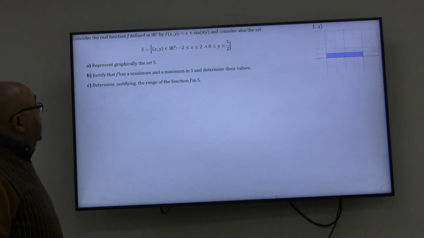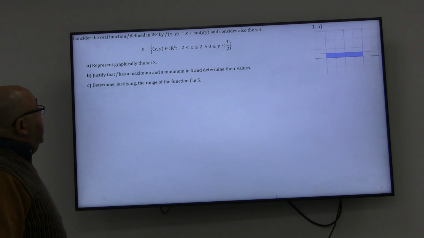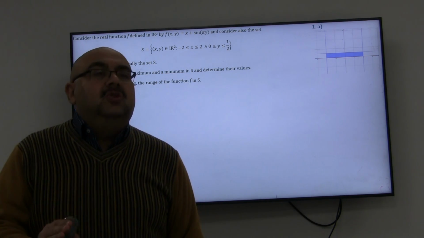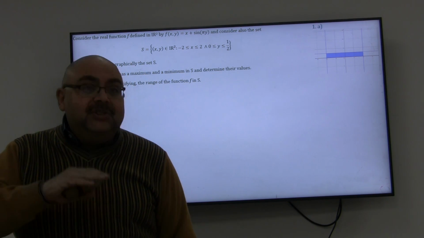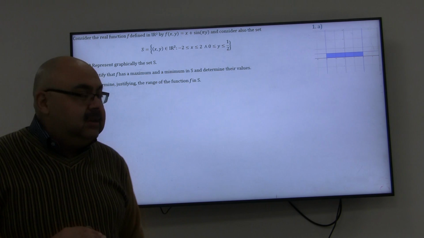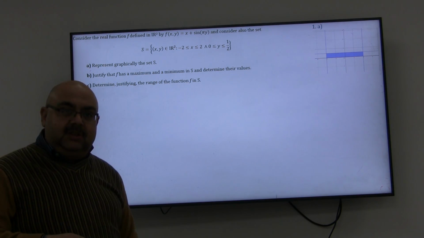Okay, once more, he gave you a problem that also came previously in one of the exams. He's giving you, consider the real function f defined in R, which is y equal to x plus sine pi of y. And consider also the set. So he's giving you the function, and in this case, he will ask you about the theorems of continuity, either the Weierstrass theorem or the range theorem that you will see.